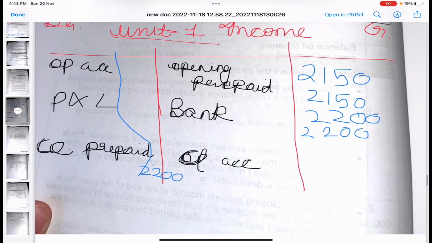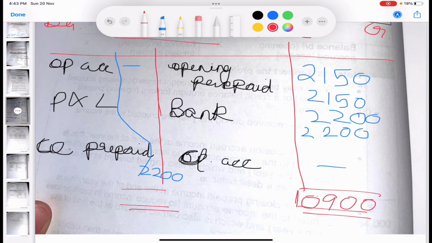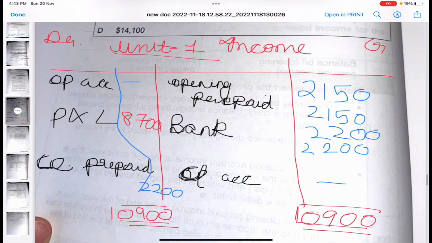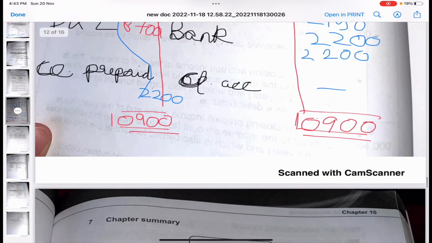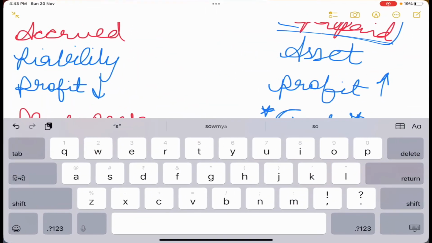So let's do the balancing. Opening accrued is nothing in the question and closing accrued is also nothing. So let's just do the balancing. What is the total this side? We have 10,900 and this side we have just 2,200. P&L is always the balancing figure. So it is 8,700. This is our unit 1. I hope it's clear. Now let's make unit 2.